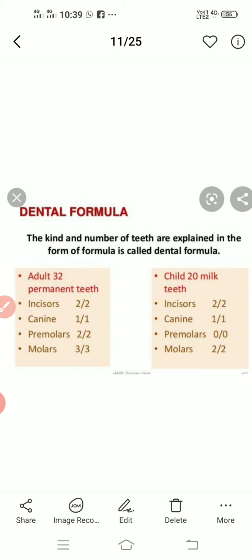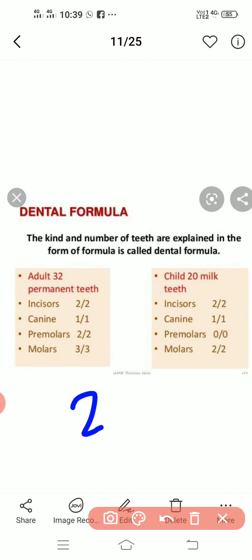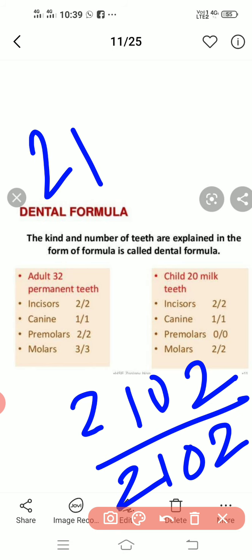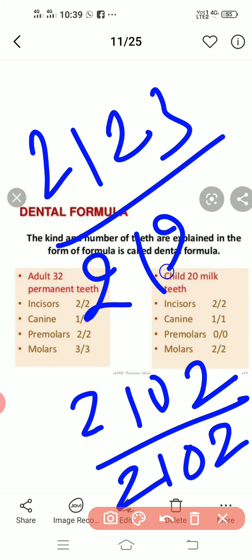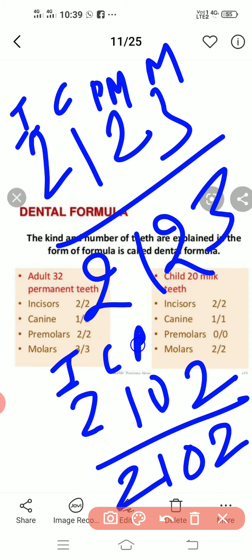Now, sometimes a question may be asked: write the dental formula for half jaw. आधे जबड़े के लिए दंत सूत्र लिखिए. So the dental formula for the milk teeth set is 2102 upon 2102. Okay, and the dental formula for the permanent teeth set is 2123 upon 2123. Clear? 2 incisors in half jaw, 1 canine, 2 premolars and 3 molars. In the milk teeth set, 2 incisors, 1 canine, premolars not found and 2 molars in the half jaw.